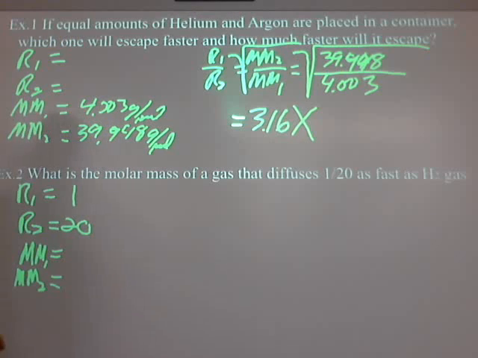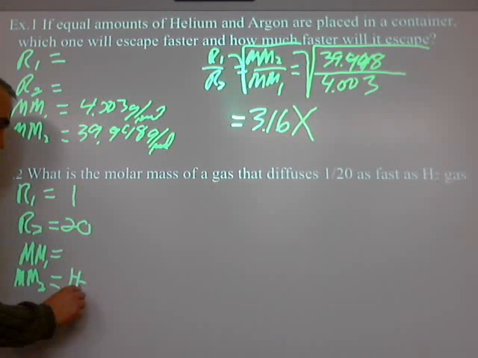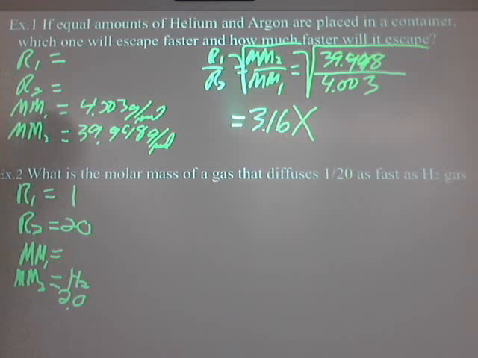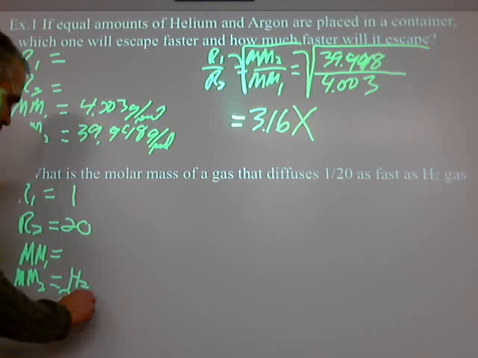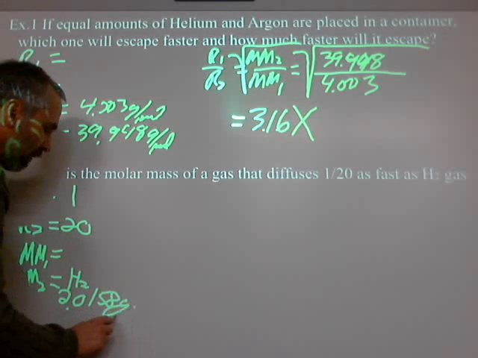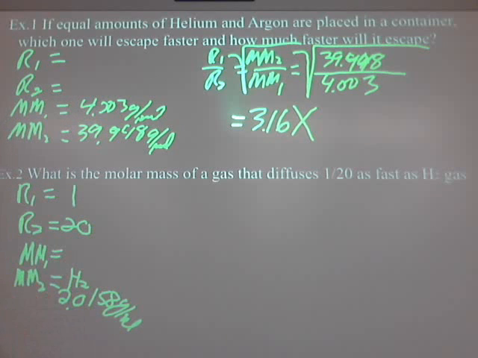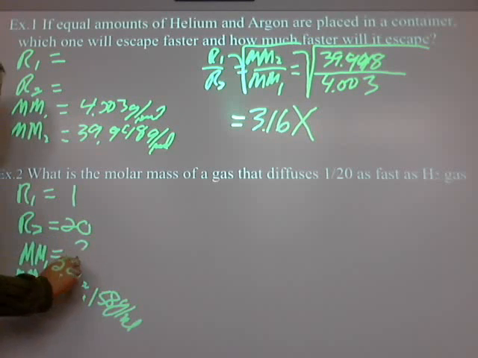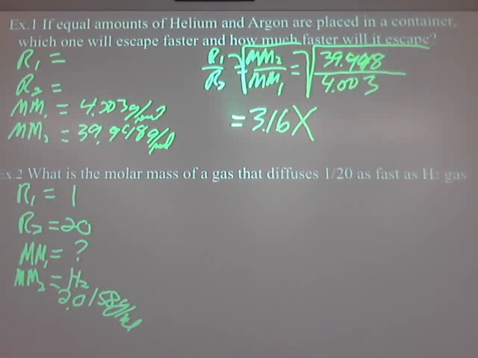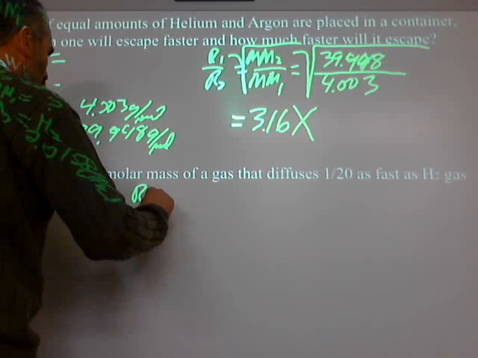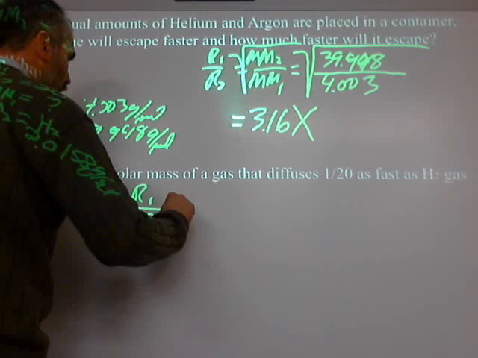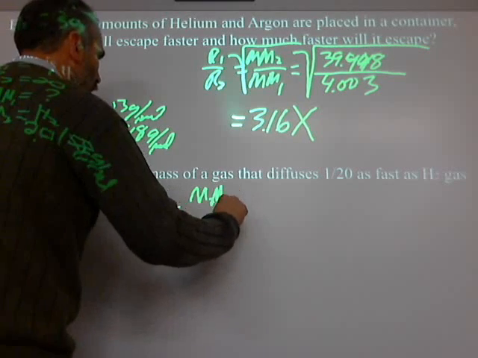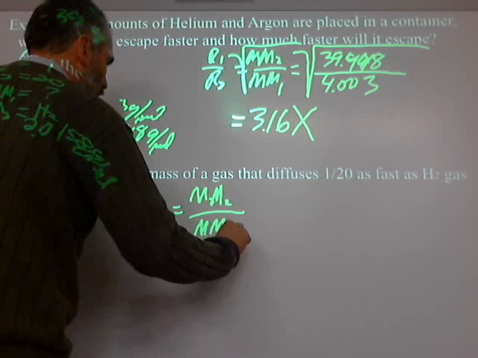What does that must mean? It must mean hydrogen is down here, which is going to be 2.0158. Where did I get that from? I simply multiply 1.0079 on the periodic table times 2, because there's 2 hydrogens. And this guy is your unknown. We'll make him X. So here's my equation. R1 over R2 equals the square root of molar mass 2 over molar mass 1.